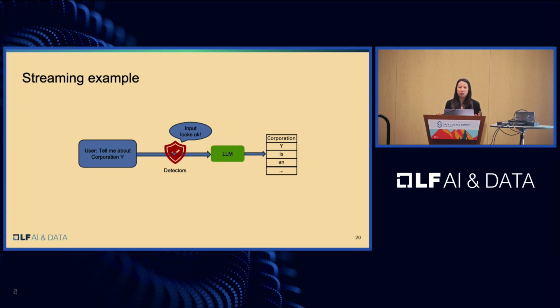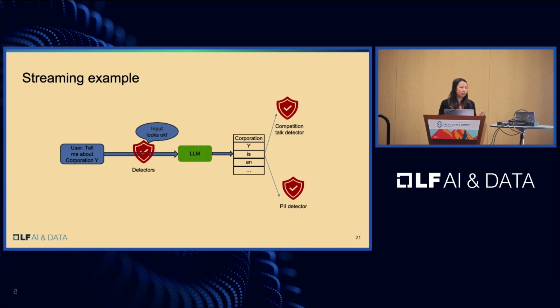So let's say we have a user prompt, tell me about corporation Y. And we give that to the input detectors, it says it looks okay. And so that user prompt is passed to the LLM, which is requested to give a streaming output. So streaming output might look like a few tokens at a time. Let's say it gives one word at a time, corporation Y, et cetera.